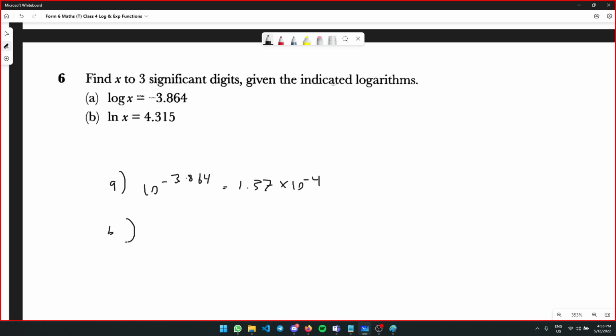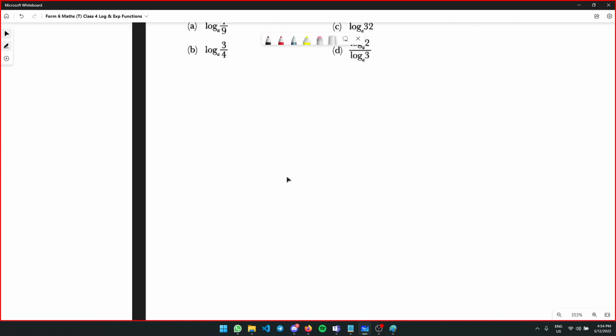And for B, this is ln, so remember e. e to the 4.315 equals 74.8. They gave you point 15. If they say 3 significant figures, give 3 significant figures. Okay. Next question.